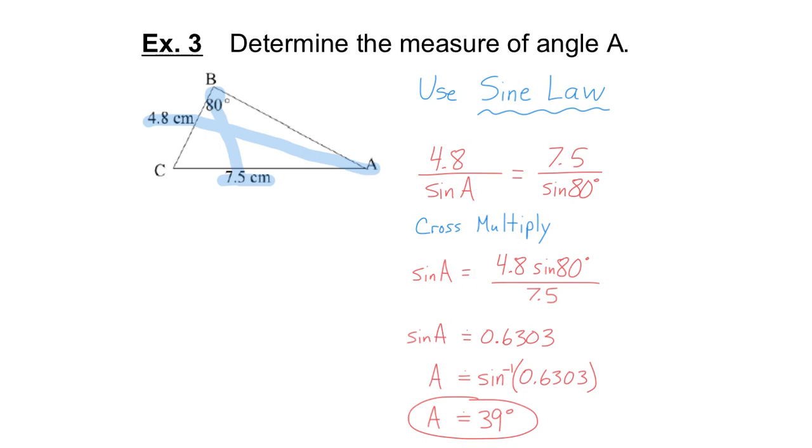But just to reiterate, always look for matching pairs of angles and sides first. If you have a complete pair, you can use the sine law. Once you do that, you cross multiply to solve for your unknown. And last step, if you're finding an angle, you have to do the inverse sine to get the angle at the end.